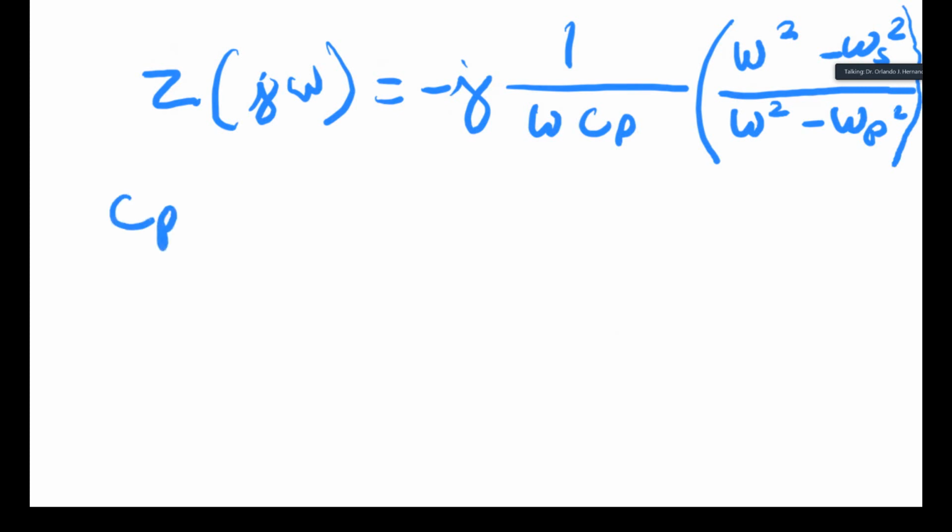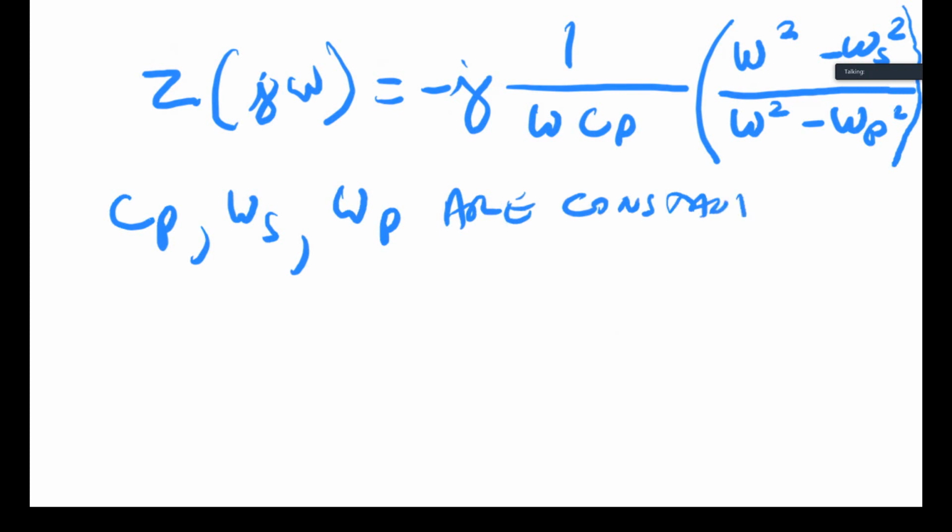So in this case, CP, omega S, and omega P are constants. So this expression gives me the impedance in terms of omega. It gives that graph that we saw. So this is the key result of that analysis.